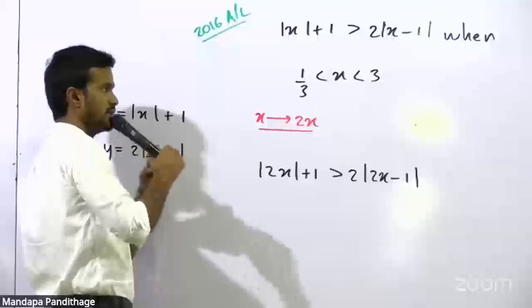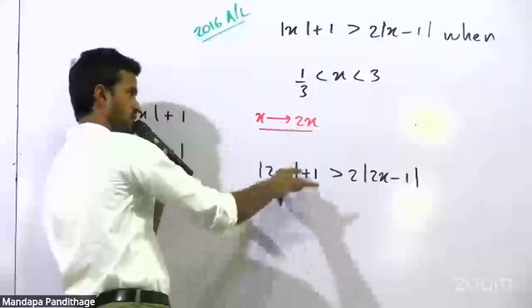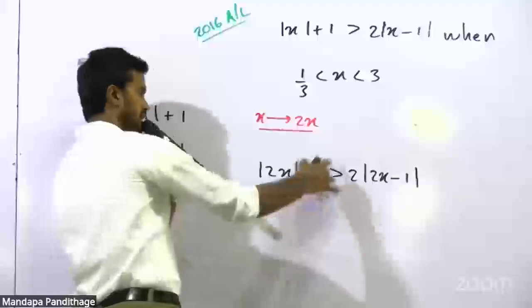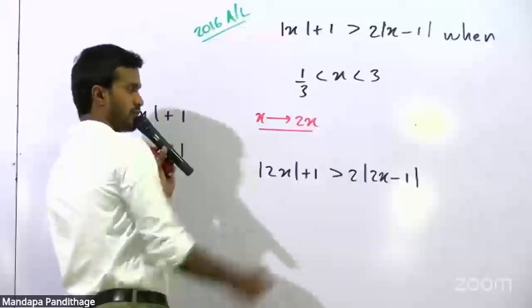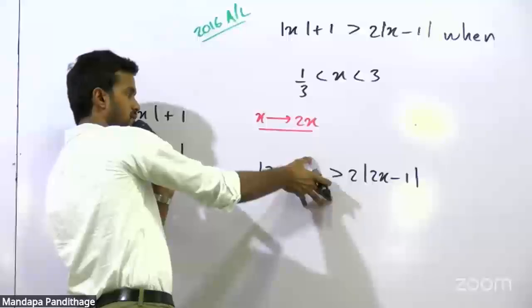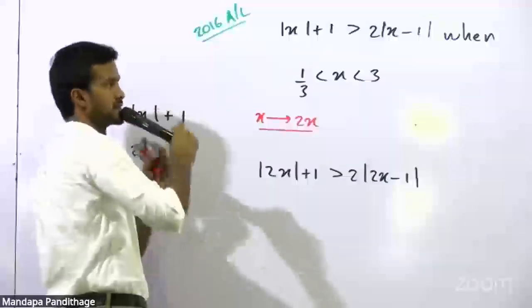And now it's clear, when you replace x by 2x, you get 2 times modulus 2x plus 1 is greater than 2 times modulus 2x minus 1. But when you replace this x by 2x, make sure you even need to replace this x by 2x.